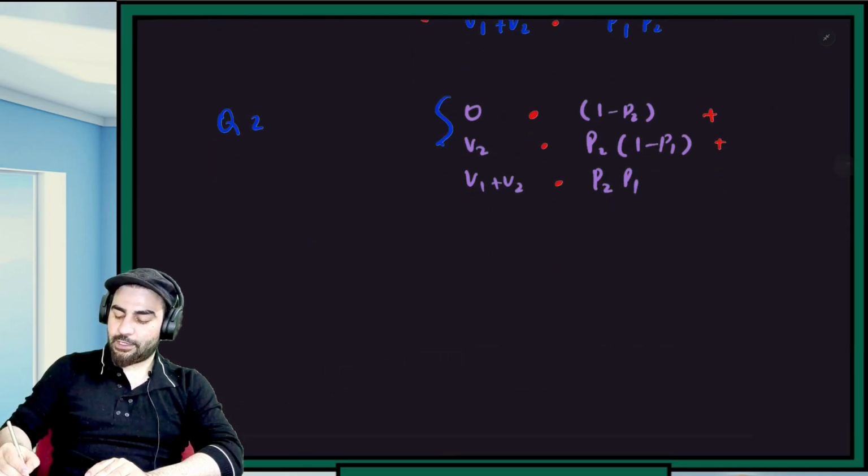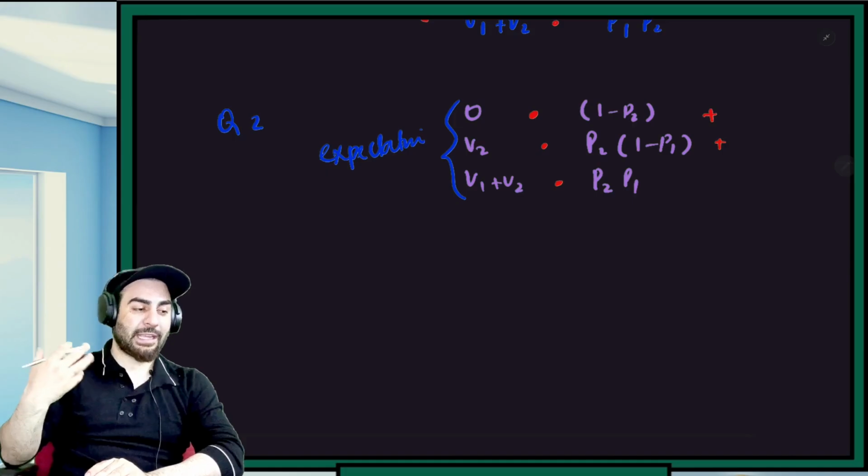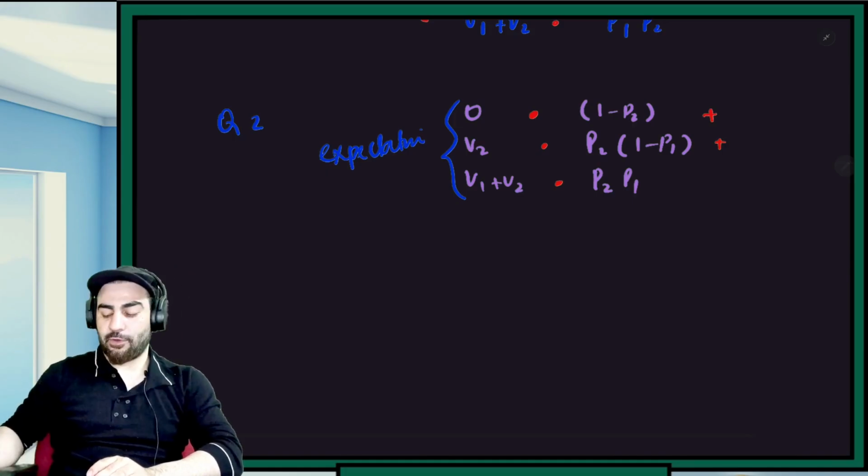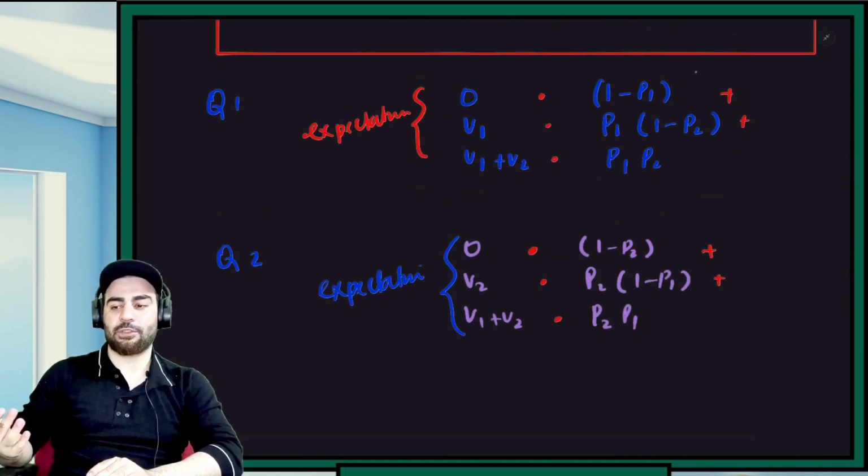So this over here is the expectation when we attempt the second question. This is the expected amount of money that we win. So these are both expectations. Now we have to compare both of these expectations.